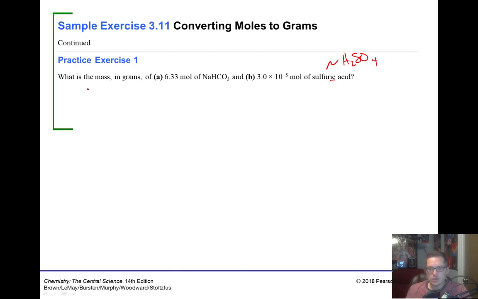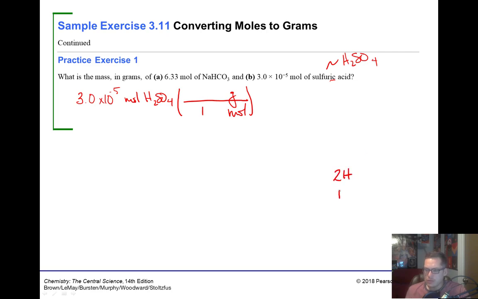We're starting with 3.0 times 10 to the minus 5th moles of H2SO4. We're going to put moles in the bottom and grams in the top, for every 1 mole. Now we have to figure out the molar mass. We have 2 hydrogens, 1 sulfur, and 4 oxygens. So 2 times 1.01, plus 1 times sulfur, which is 32.06 according to this periodic table. I'm pretty sure the ones at school say 32.07.